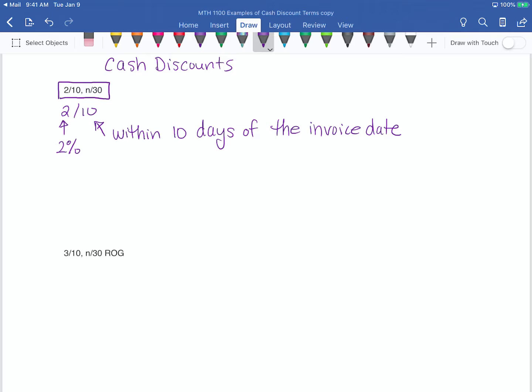So the N30, that N means you're going to pay the net price basically in full. If you miss the discount period, you have to pay in full by 30 days of the invoice date. So this part right here means you pay in full if you've missed the discount period by 30 days of the invoice date.